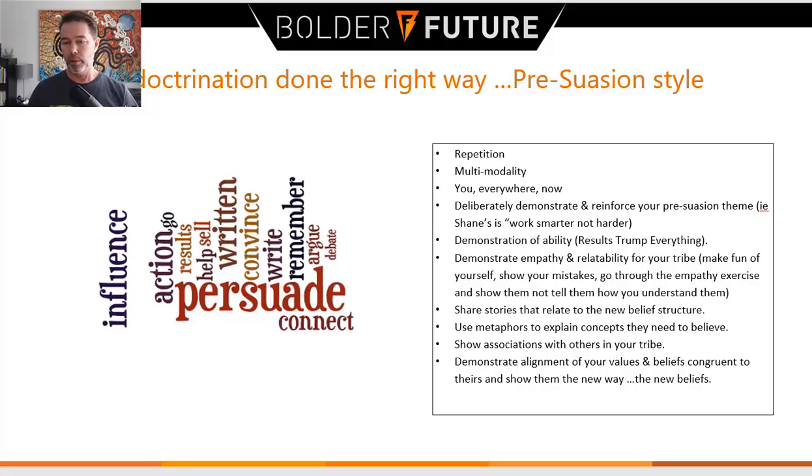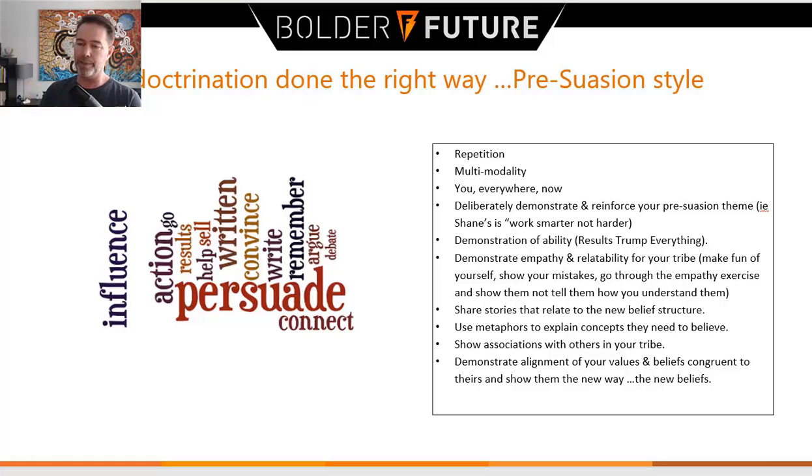So indoctrination done the right way, this is kind of a framework that you can follow, but repetition definitely helps as long as it's good content, good information. Multimodality, so make sure your information is spread across multiple forms of media. So it's a you everywhere now kind of thing. And deliberately demonstrate and reinforce your persuasion theme.